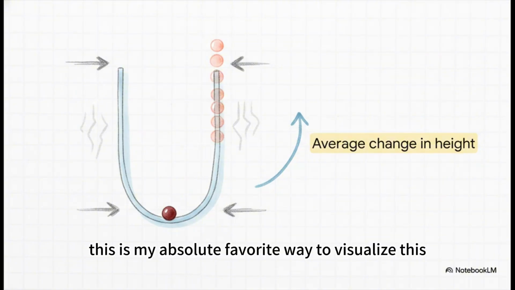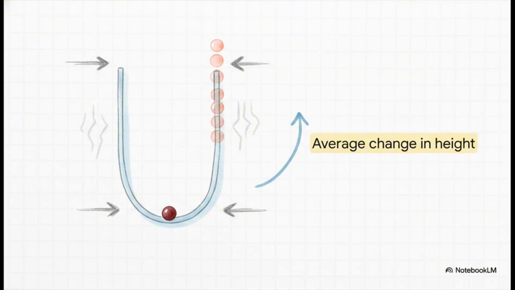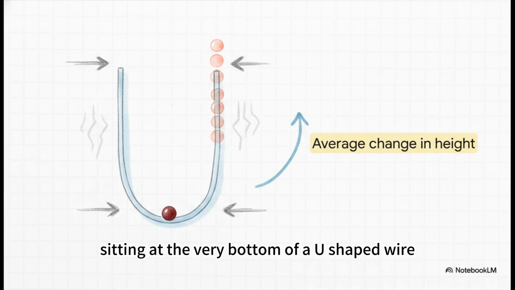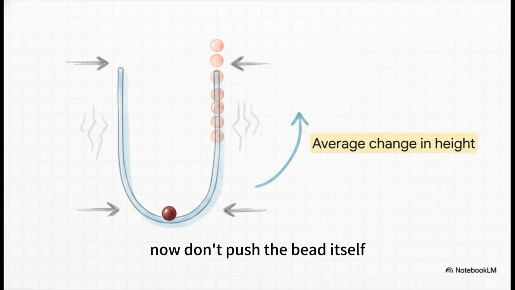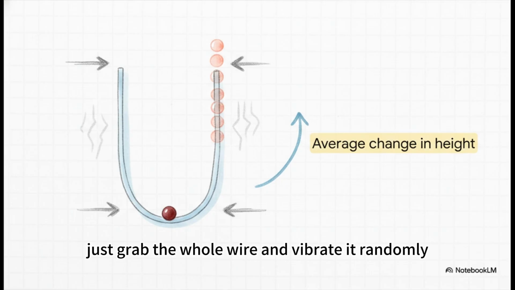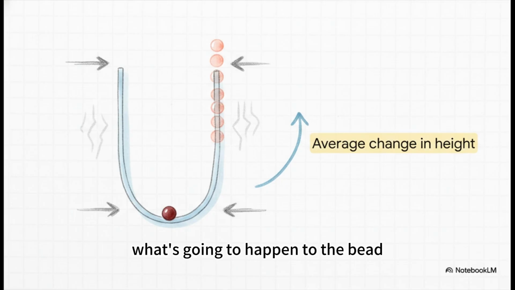This is my absolute favorite way to visualize this. Just picture a bead sitting at the very bottom of a U-shaped wire. Now, don't push the bead itself. Instead, just grab the whole wire and vibrate it randomly left and right. What's going to happen to the bead?